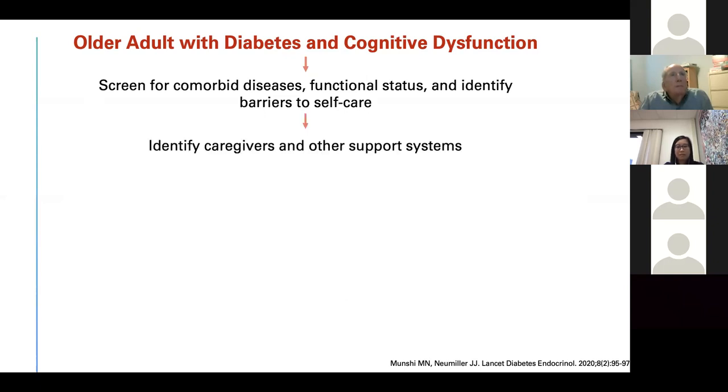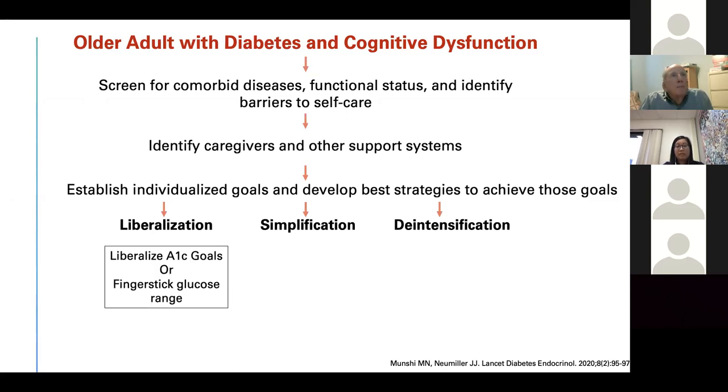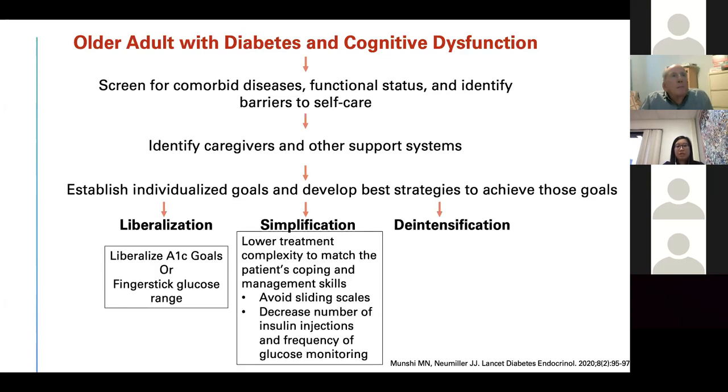The next step is to identify caregivers and other support systems, establish individualized goals and develop best strategies to achieve these goals. And in order to do that, she outlines three guiding principles. The first is liberalization, the second is simplification, and the third is de-intensification. So liberalization means liberalizing the A1C goal or finger stick glucose range. Simplification means lowering the treatment complexity to match the patient's coping and management skills, and trying to avoid sliding scales and trying to decrease the number of insulin injections and frequency of glucose monitoring.